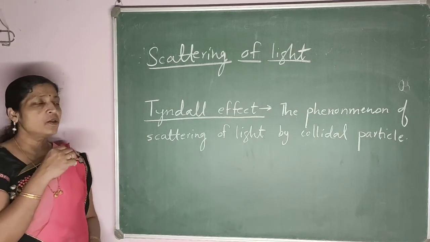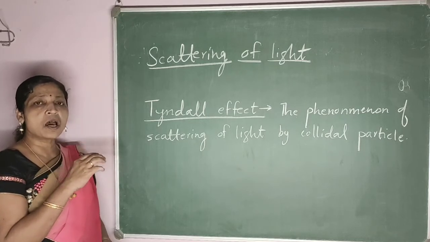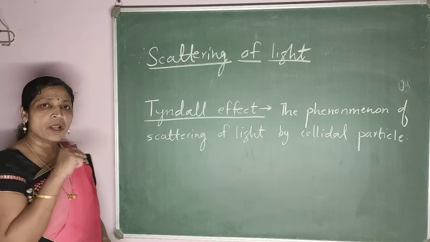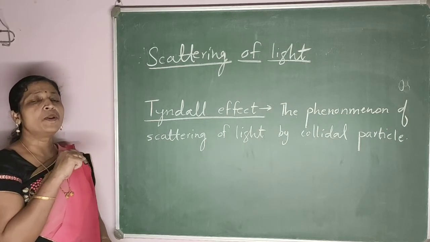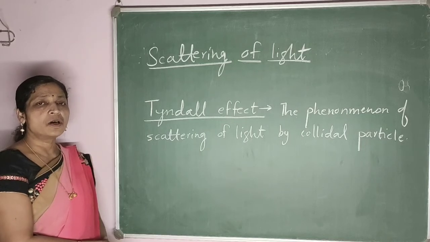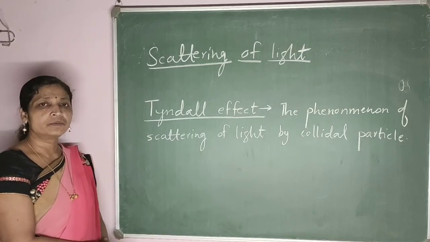The Tyndall effect, we can give one example. If a room is closed, it is dark, but you can see the path of the ray of light through the small opening or small hole of the window. Here, the light gets scattered due to dust particles.